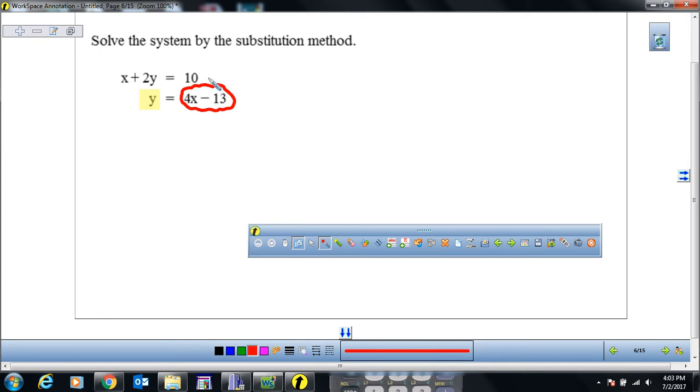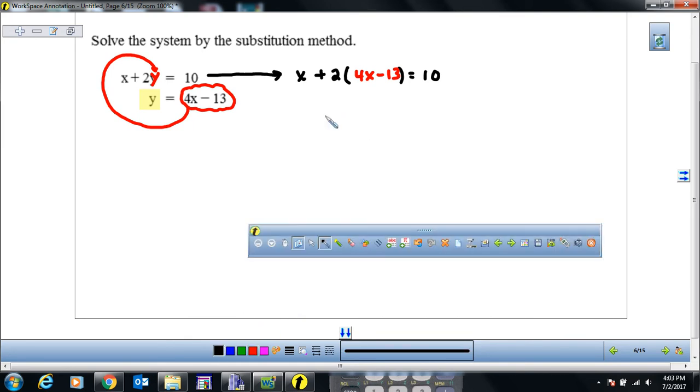So we're going to go to the second step in the process, which tells you that since y is equal to 4x minus 13, I'm going to substitute this expression for the y of the first equation, because that's what y is equal to. So then my new equation is going to be x plus 2y equals 10, but the y is going to be 4x minus 13. That's the value of y that we obtained from the second equation.